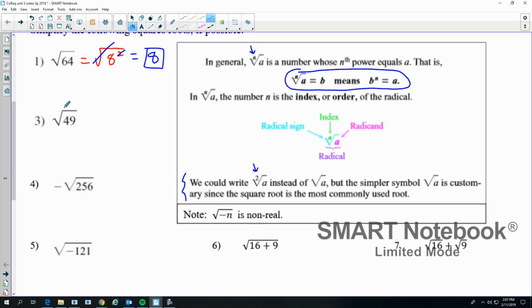Right here, the square root of 49 is going to be 7, but just to hammer that home, 7 squared, and what happens is the radical and the power cancel out, and you're just left with the 7, okay?